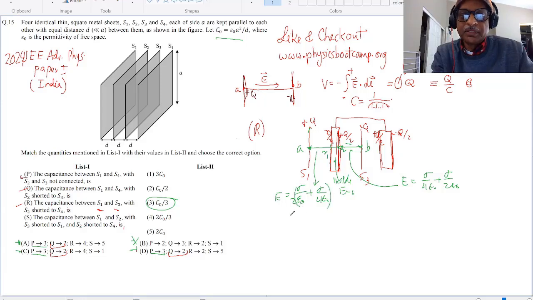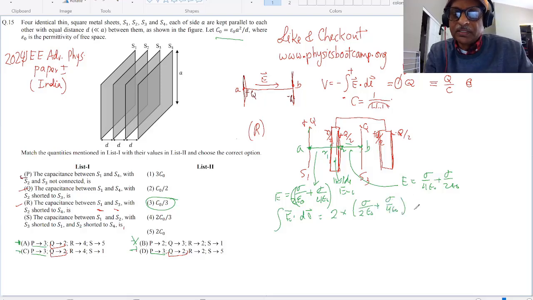So when I do E dot dl, I'm going to get this times d and this times d. So I'm going to get 2 times sigma over 2 epsilon naught plus sigma over 4 epsilon naught, and that's going to be times d. So this is going to be sigma d over epsilon naught times 1 plus half, so 3 halves sigma d over epsilon naught.